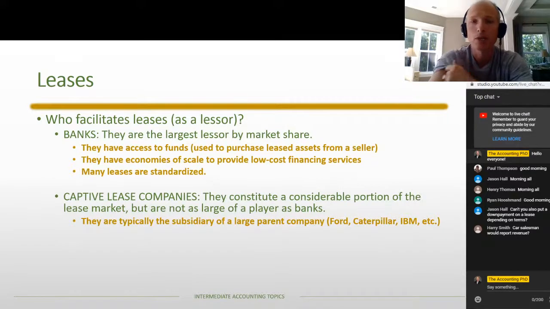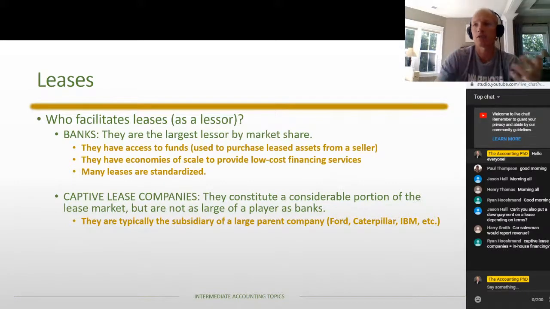So car salesmen would report revenue. Yes, Harry, they would. At the time of the lease agreement, that's when the dealership would record the revenue, and then when it comes back, they'd obviously have to complete that transaction. Yes, essentially, Ryan, that's right. A captive lease company is in-house financing. Yep, usually just large organizations are going to have that. I think Dell has a captive lease company as well.